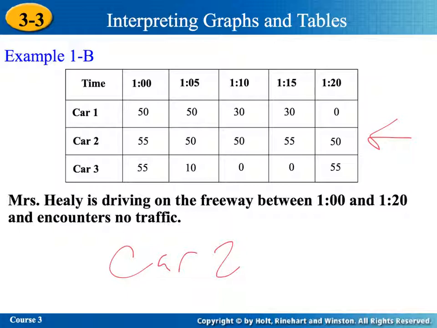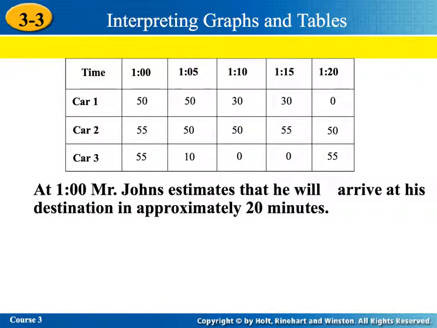Fantastic. All right, so you should have this grid all written down already. It should be set to go. All you need to write down is this situation, talking about Mr. Johns this time, all right? So it says at 1 o'clock, Mr. Johns estimates that he will arrive at his destination in approximately 20 minutes. What do you think, which car makes the most sense?